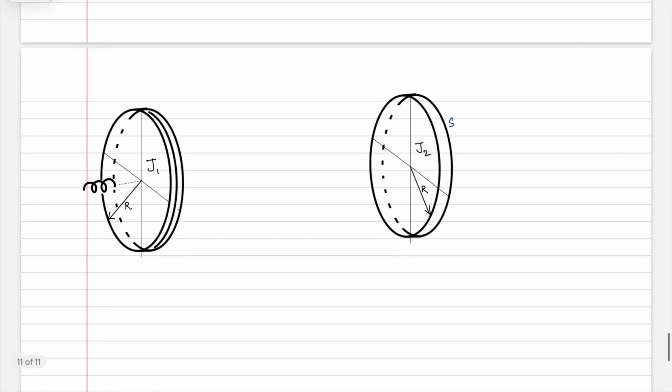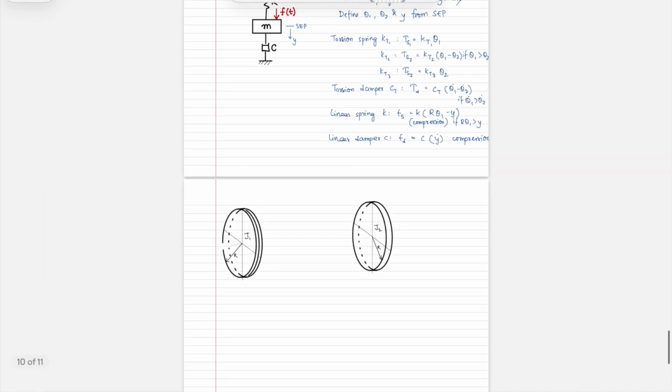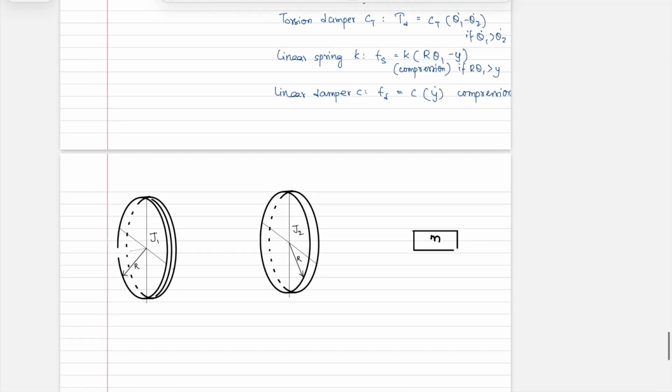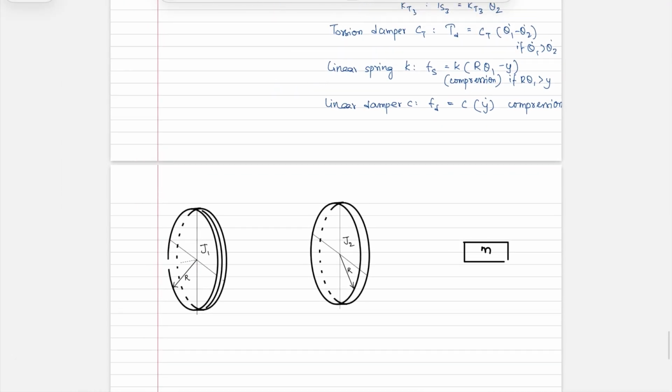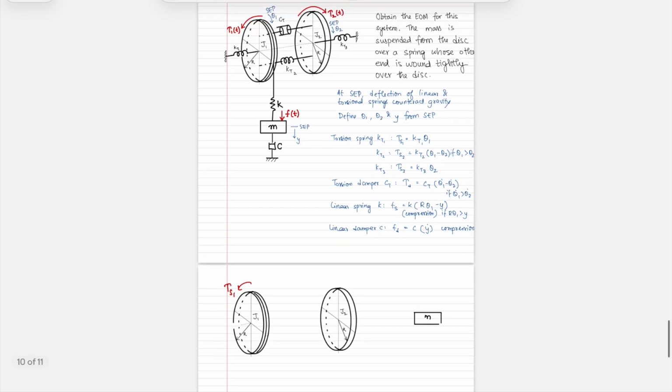Okay. So we have everything we need for the discs. Then let's also do the mass. Okay. Based on the directions that we've been defining, the torsion spring kt1 is going to resist theta 1. So it's going to be in this direction as tau s. So this here is tau s1. It's opposing theta 1.